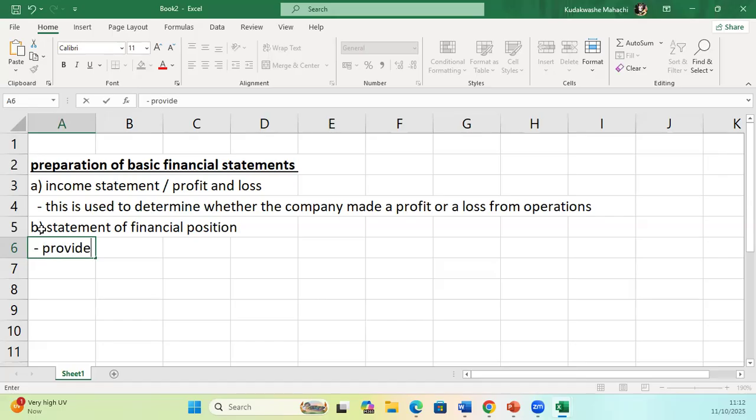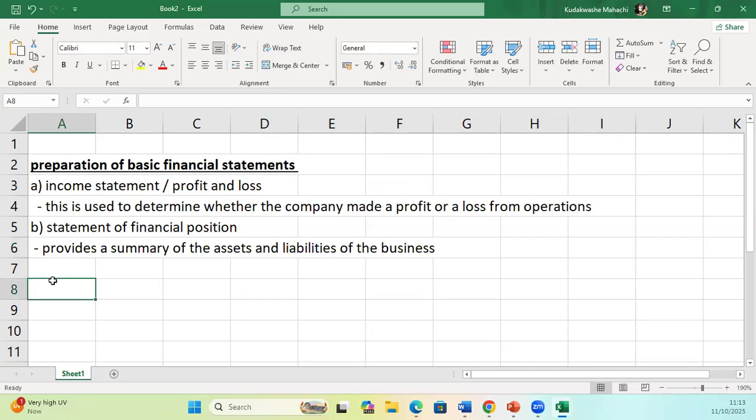It provides a summary of the assets and liabilities of the business. So the statement of financial position tells us at the end of the period how much of the assets we have and how much of the liabilities we have.